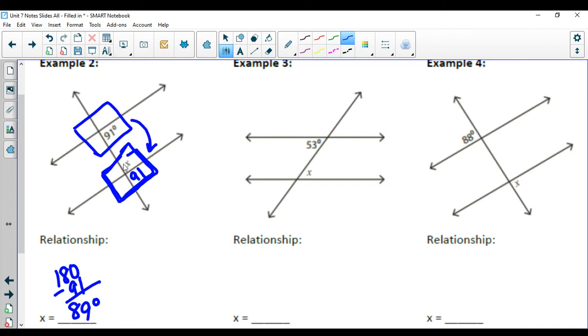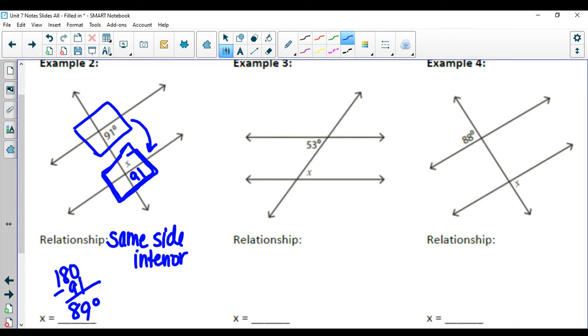When I'm asking you for the relationship, I'm just asking you to practice your vocab terms. These are both on the interior of the parallel lines, and they're on the same side of the transversal. So we would call these same side interior. We probably should have started there, but that's okay. We'll start there on example number 3.